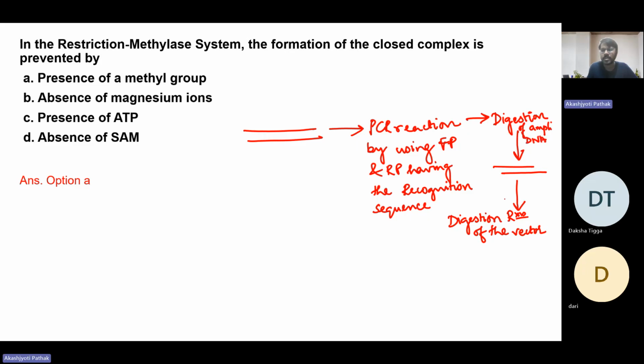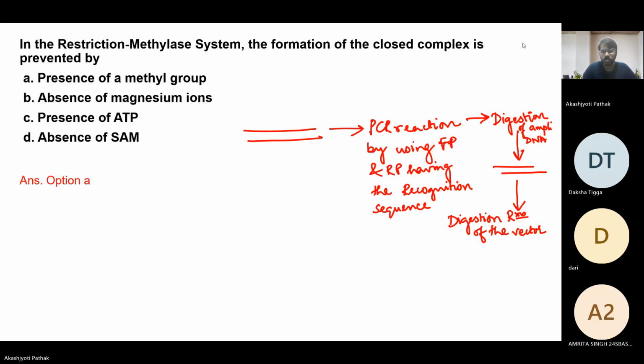Amplified DNA product. There is a digestion reaction of the gene, and you will set up the digestion reaction of the vector. Once you have the digested vector and the digested gene of interest, you will do a ligation reaction. For a ligation reaction, what is required? You require DNA ligase. One of the most commonly used ligases in laboratories is the T4 DNA ligase. Not bacterial DNA ligase, it is T4 DNA ligase which is used.